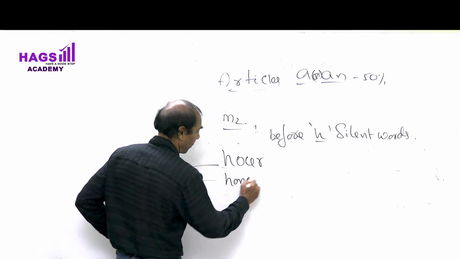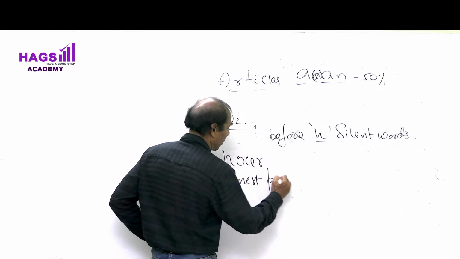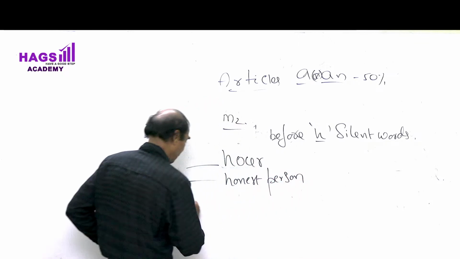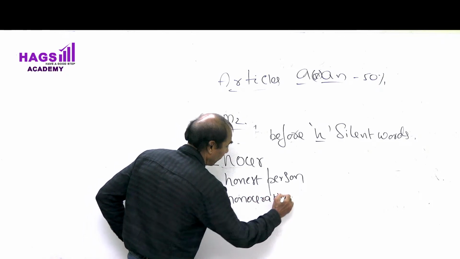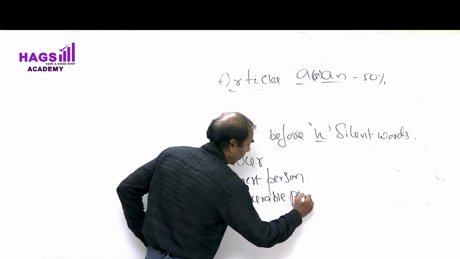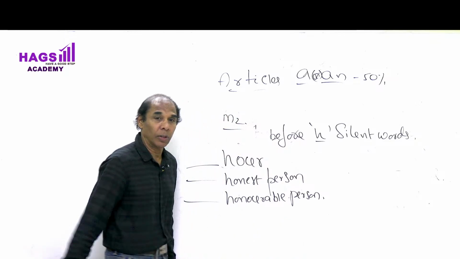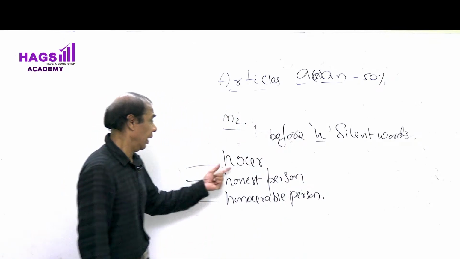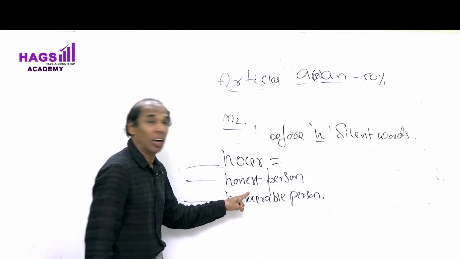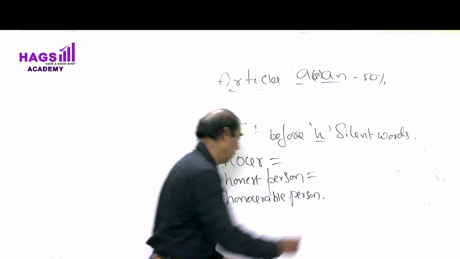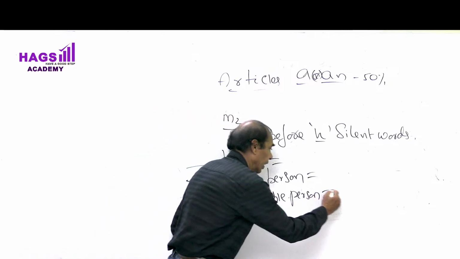Dash, honest person. Dash, honorable person. Now look at the word, my students. See, R, okay na? Singular countable. Honest person, singular countable. Honorable person, singular countable.